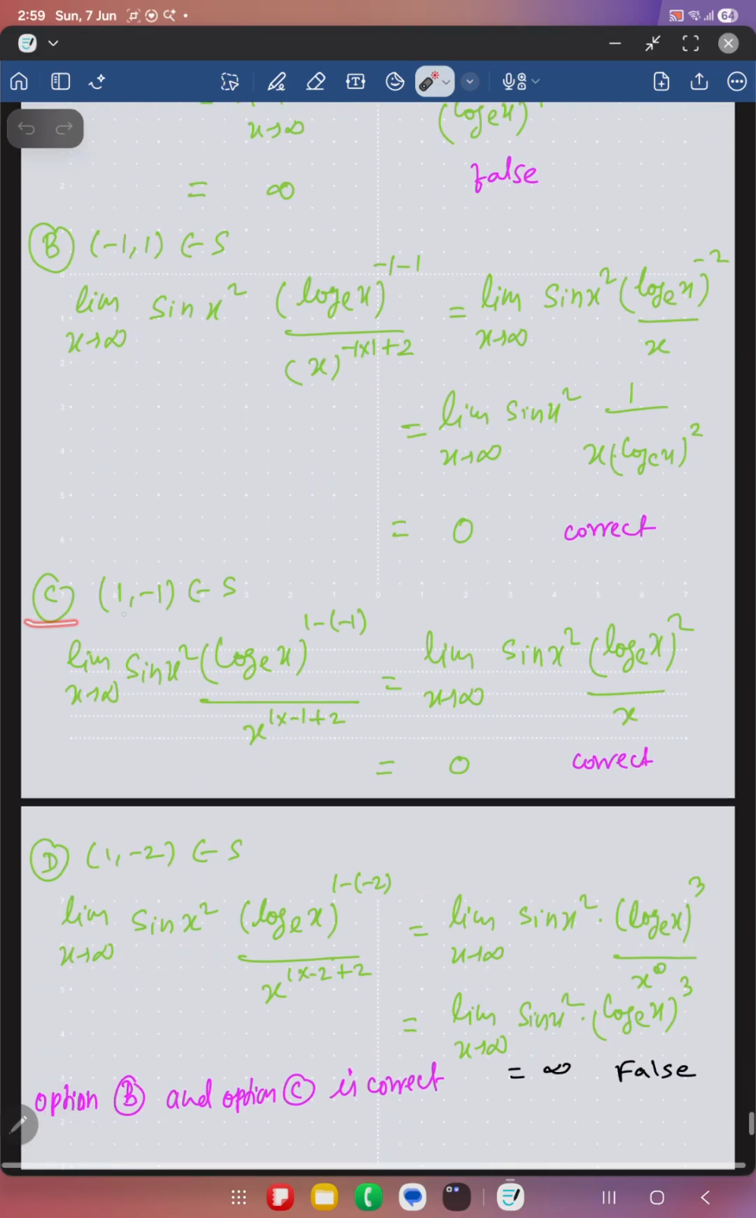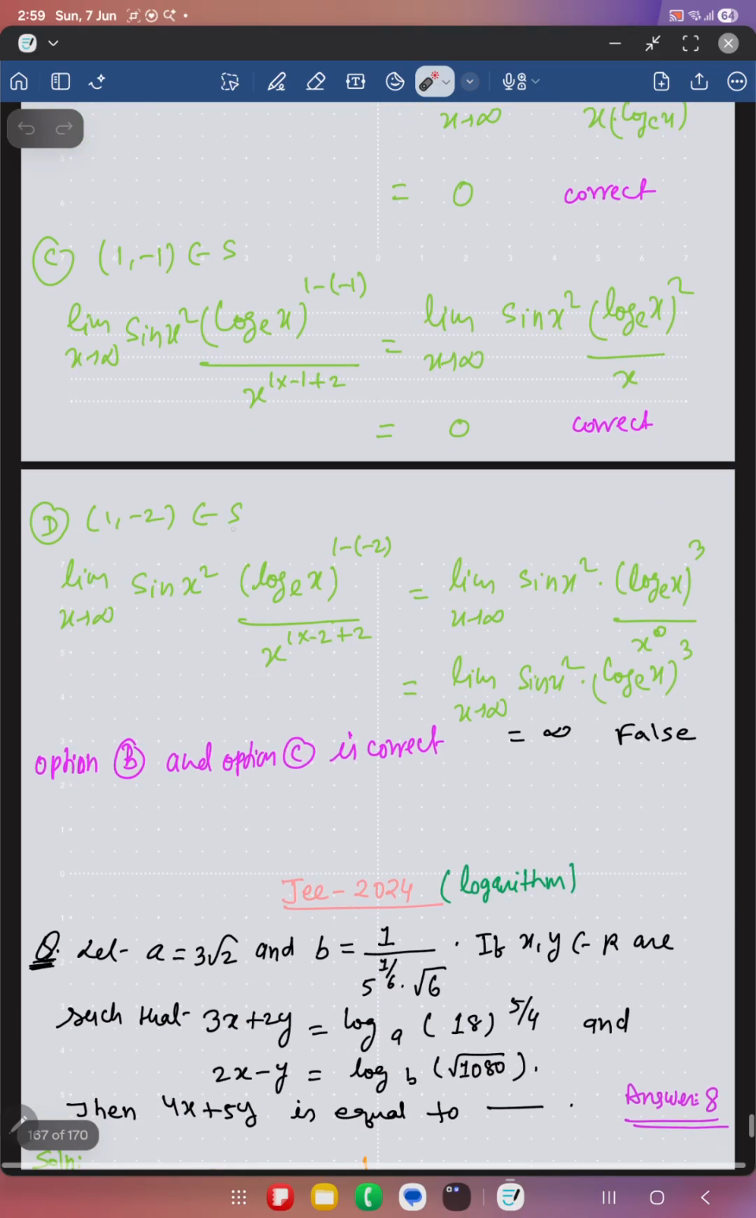Here in C, alpha is 1 and beta is minus 1, so limit x tends to infinity sin x square log e^x, alpha minus beta means 1 minus minus 1, divided by x power alpha into beta, 1 into minus 1, plus 2. So limit x tends to infinity sin x square log e^x square upon x. So here also log e^x is less than x, and x is the leading term in the denominator, and x tends to infinity, so it will be 0. So this is the correct option.